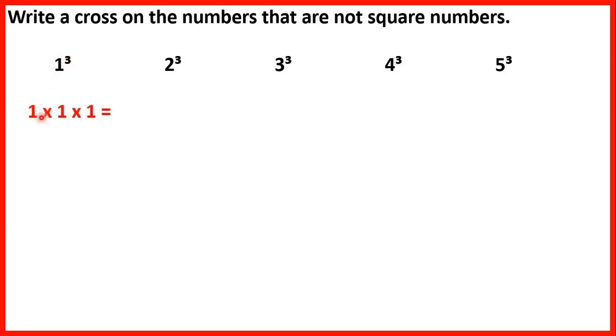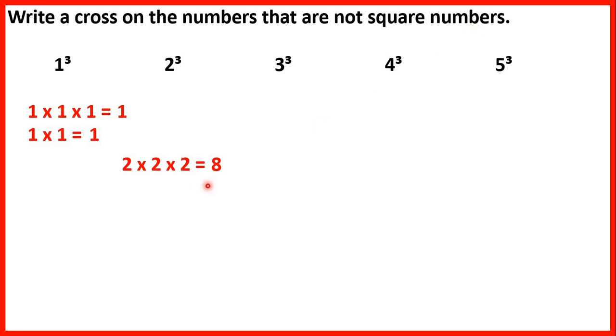So 1 cubed is 1 times 1 times 1, which is 1. Now 1 is also a square number because 1 times 1 is 1. So because 1 cubed is 1 and 1 is a square number as well, we don't want to write a cross on 1 cubed. So now let's look at 2 cubed. That means 2 times 2 times 2. 2 times 2 is 4 and 4 times 2 is 8. But 8 is not a square number.